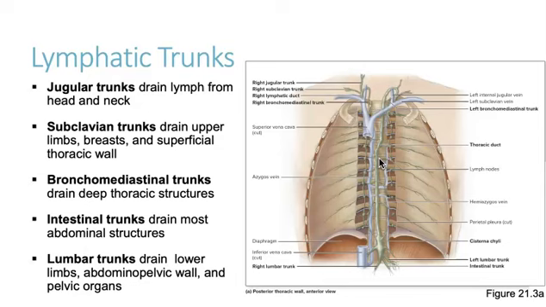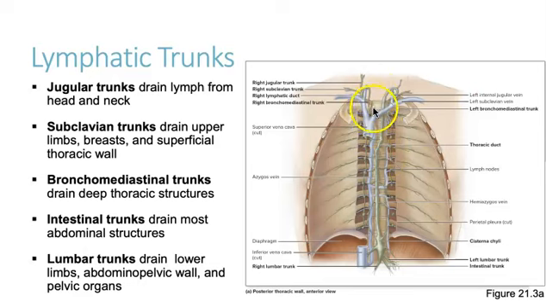The other type of trunks that we have are the subclavian trunks. So we see that feeding in right here, which really helps to drain our limbs. And then a jugular trunk, which is going to drain our head and neck. And lastly, our bronchomediastinal trunk that is going to drain our deep thoracic structures.